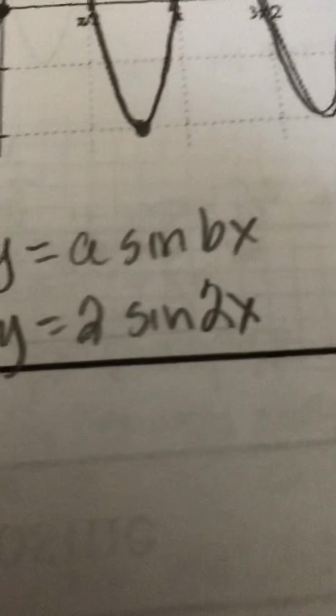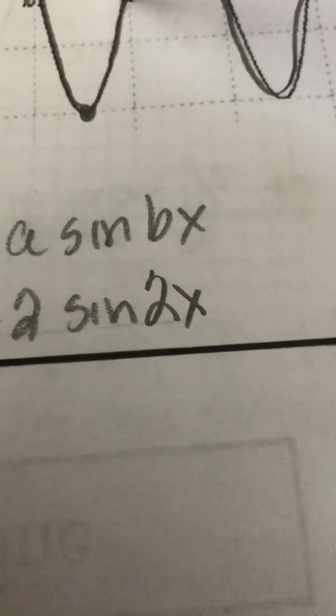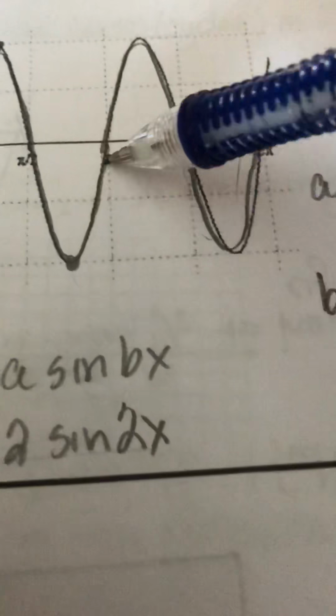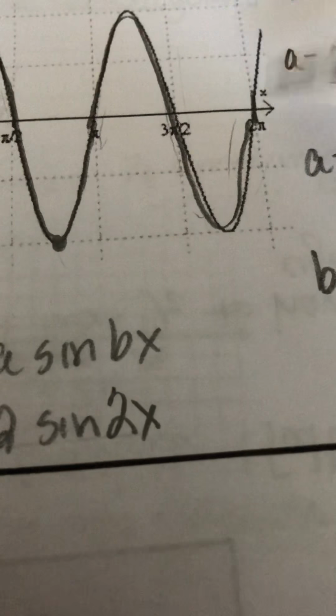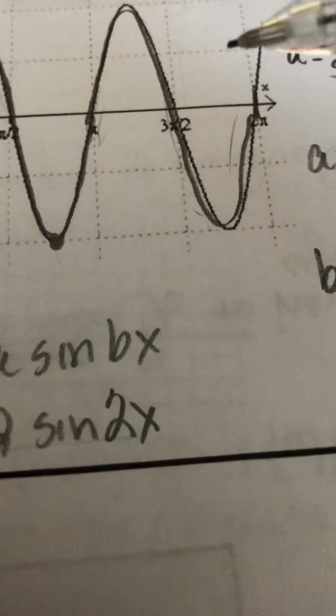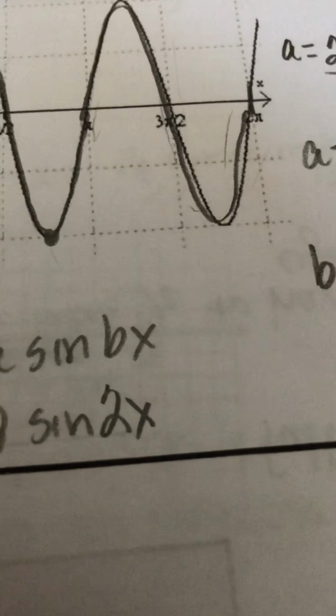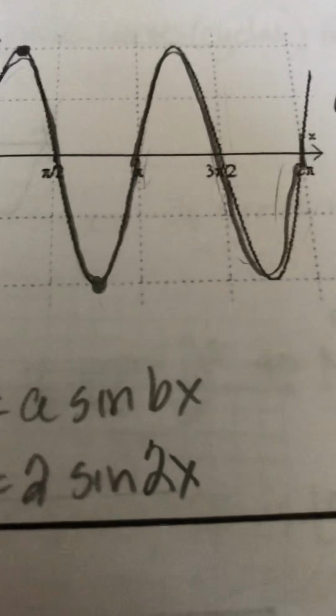So our equation for this one is 2 sine 2x, because between 0 and 2 pi, there's 1 sine graph, 2 sine graphs. So our frequency, how many are there? There are 2 in 2 pi. Frequency is how many in 2 pi.